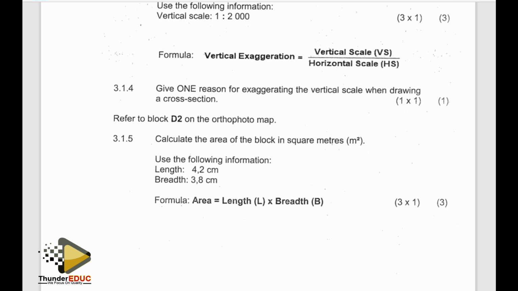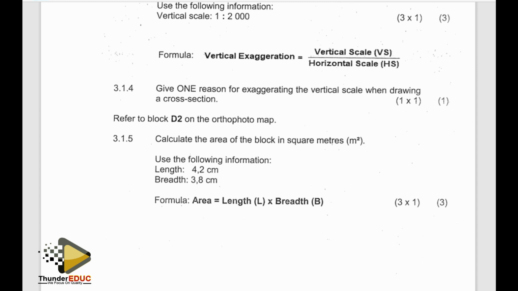We want them to be visible enough. We want to emphasize their height, so that is why we exaggerate or stretch the vertical scale. Refer to block D2. Unfortunately, we don't have the block. We just discuss how to calculate the question. Calculate the area of the block in square meters.